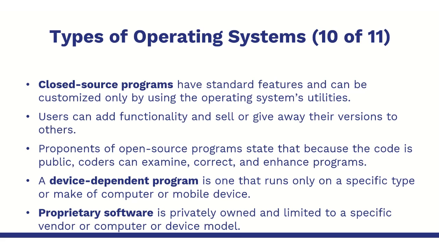A device dependent program is one that runs only on specific type or make of computer or mobile device. For example, if you are thinking about running Microsoft Word, a Windows operating system is the best suited for that. But these days, there are compatibility versions on the MacBook as well for Microsoft Word. The proprietary software is privately owned, limited to specific vendor or computer or device model. Example is Microsoft Office, for example.